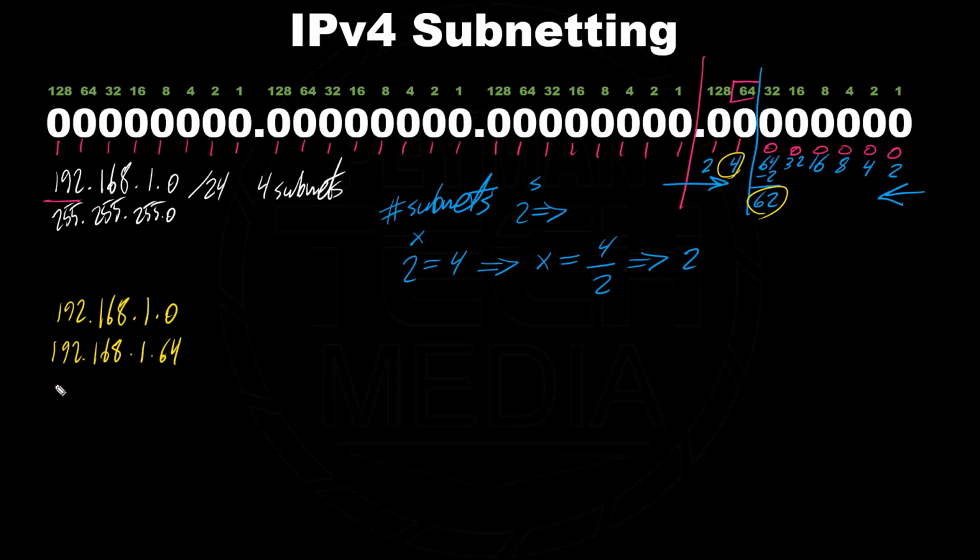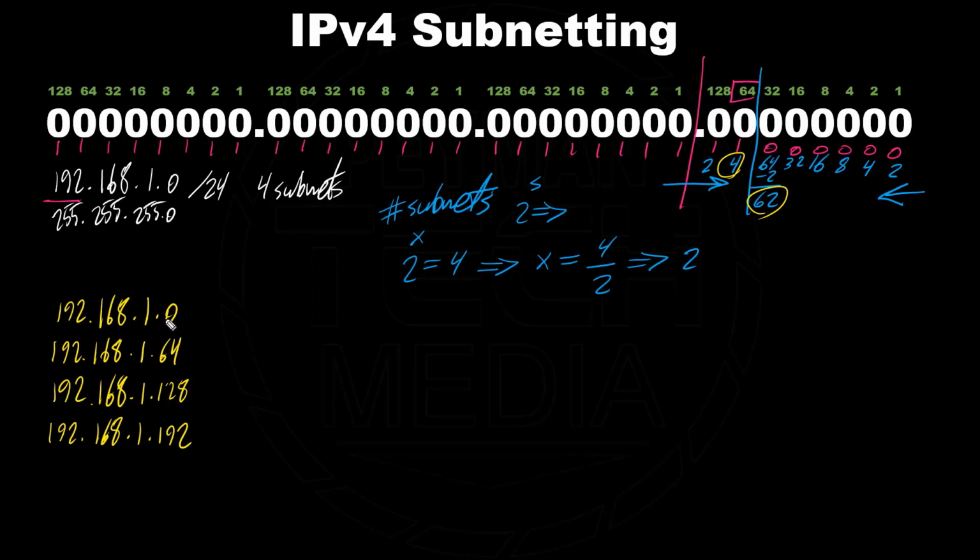So the next subnet would be 192.168.1.128. And the next subnet would be 192.168.1.192. And the next one would be 256, which is not valid. Therefore, these are our 4 subnets. And each subnet has up to 62 available IP addresses.